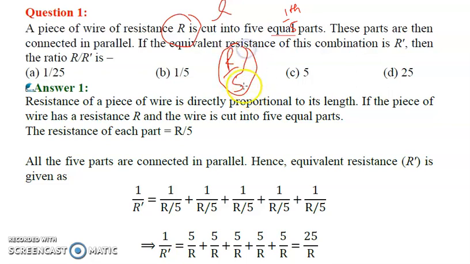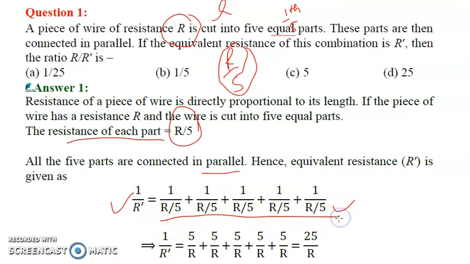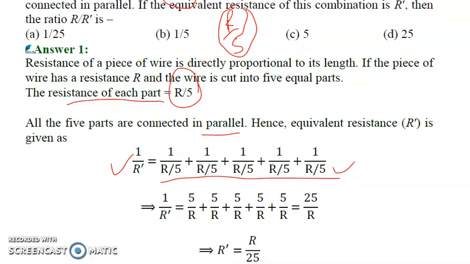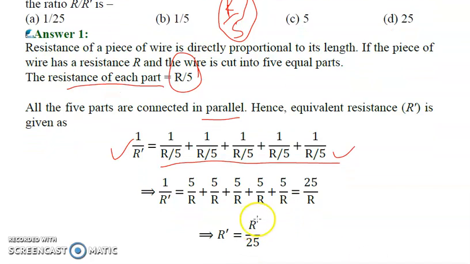So resistors of resistance R by 5 are connected in parallel. So equivalent resistance would be 1 upon R is equal to 1 upon R1 plus 1 upon R2. You remember the formula? So this was the formula: 1 upon R1 plus 1 upon R2 till 1 upon R5. We already put the value for all these resistances, and if we calculate this value, the resistance comes out to be R dash as R by 25. You can check the calculation part.